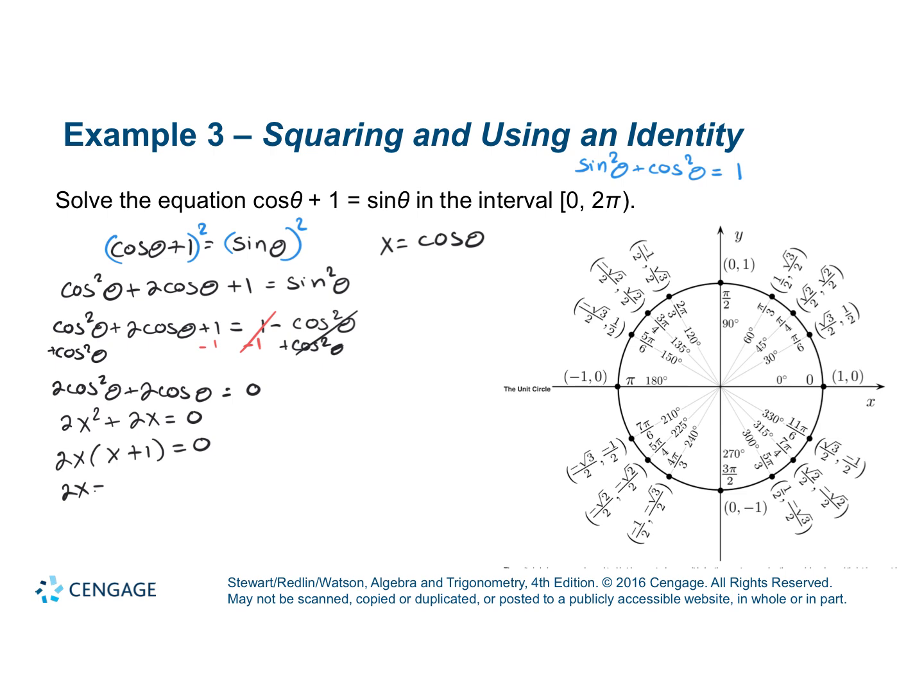I'm going to set the 2x and the x plus 1 equal to 0. So it's going to be 2x is equal to 0, and x plus 1 is equal to 0. Divided by 2, we get x is equal to 0. I'm going to subtract 1, and I get x is equal to -1.